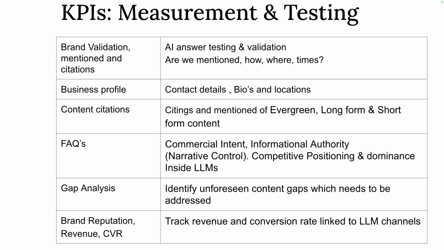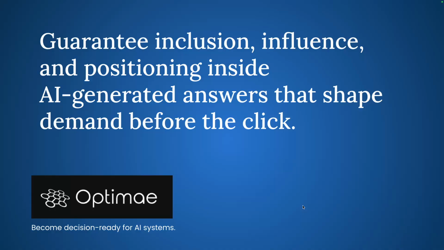And where's that gap and have we filled that gap? What is that KPI? Then brand reputation and revenue: track revenue and conversion rates linked to LLM channels. So those are the KPIs broadly that I would use when doing a content framework.